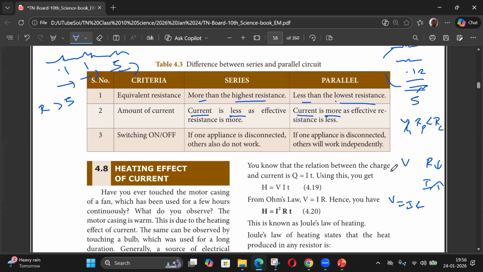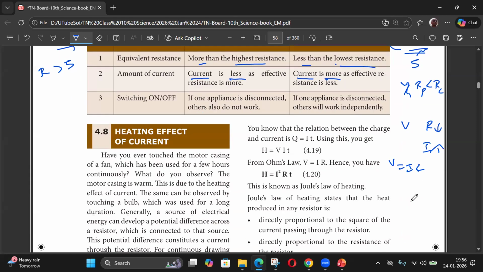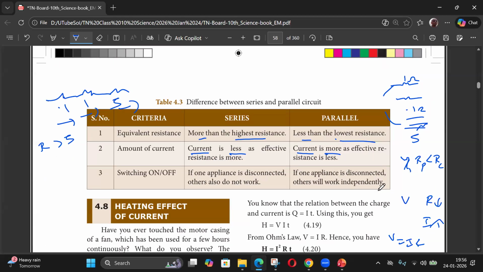So in parallel, resistance will go down if you have more and more resistors. In series, resistance will go up. So current will decrease.